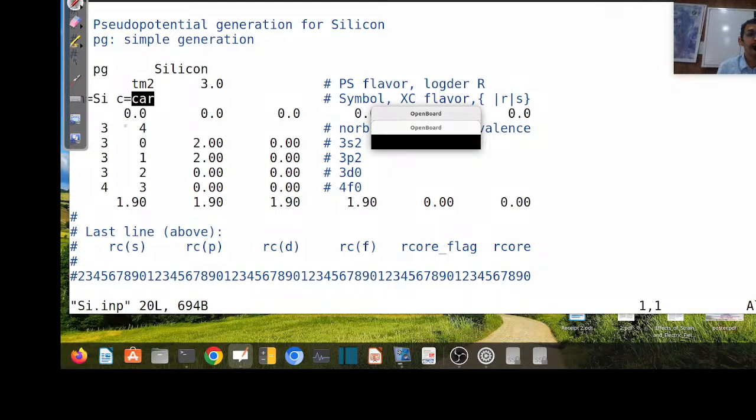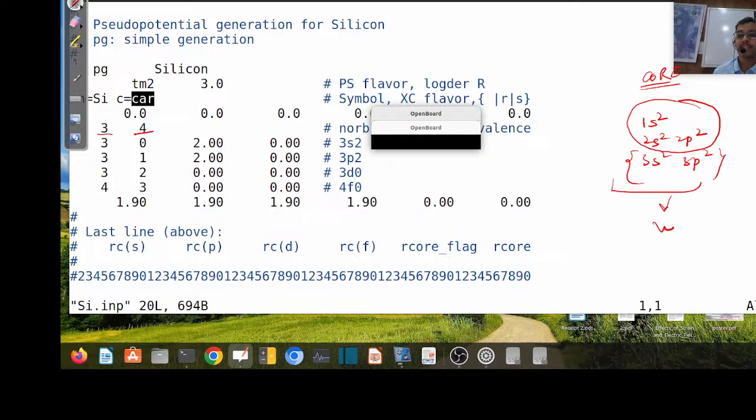So what is this? Let us understand this. This is 3 and this is 4. Let me look at the electronic configuration of silicon. Its electronic configuration is 1s2, 2s2, 2p6, 3s2, 3p2. So these are the core states, and these are the valence states. Valence electrons are sitting here.